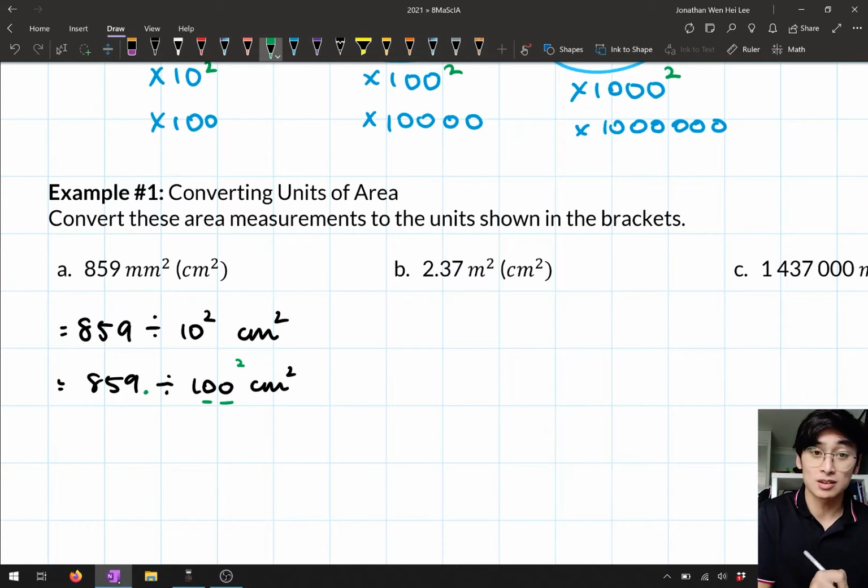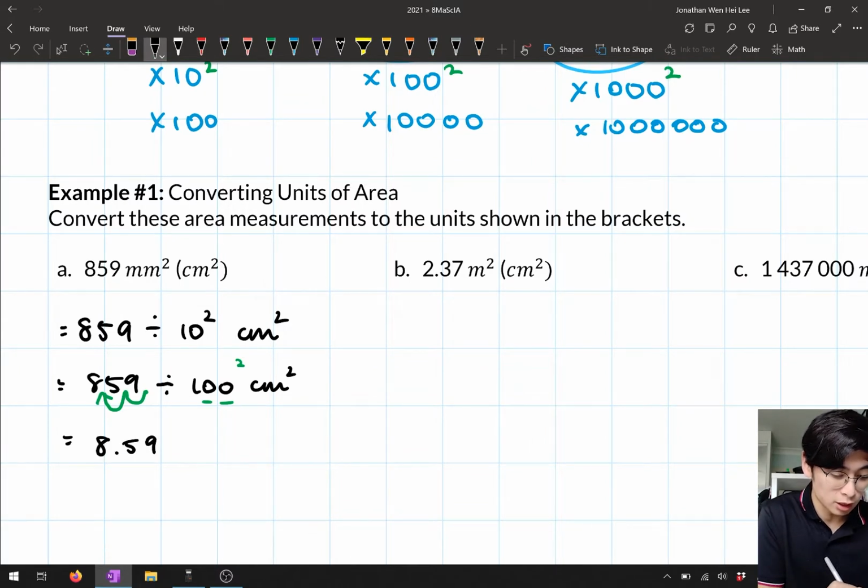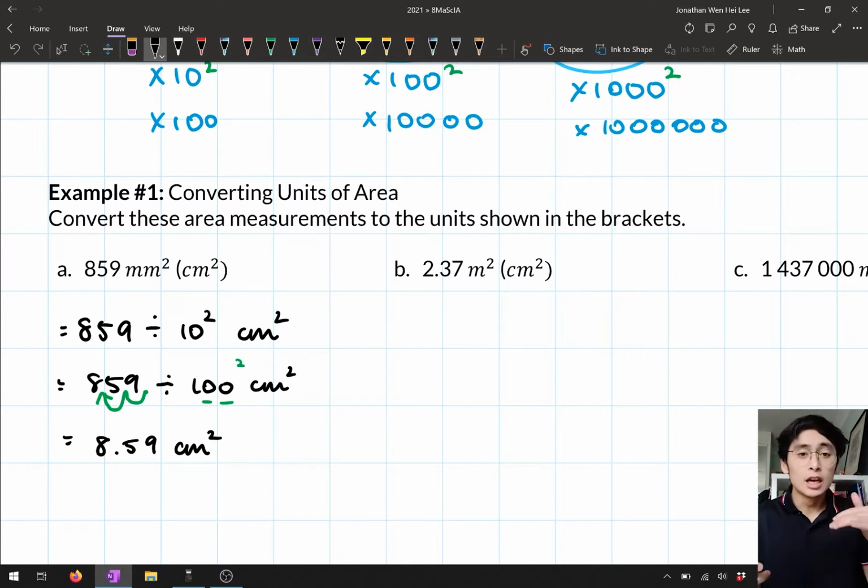So here the decimal point, which is after the 9, it just moves 2 to the left, 1, 2. And so this just becomes 8.59 centimeters squared. Okay, so here, when we're dealing with squared units, we need to square that conversion. So instead of just dividing by 10, we're dividing by 10 squared. And that's just going to be 1 with 2 zeros behind it. So we double the number of zeros that we have.